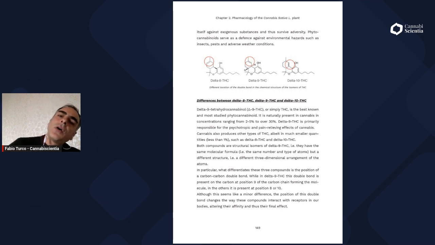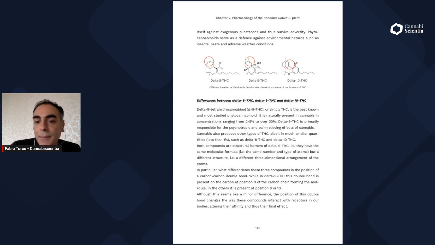Indeed, on the left we have delta-8 THC, and you see a different position of the carbon bond, and the same happens with delta-10, with this double bond on carbon number 10. So you can see there is a very little difference between these compounds, but this small difference makes them behave differently in our body. And let's see why.